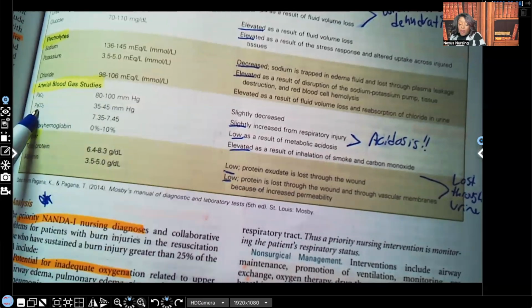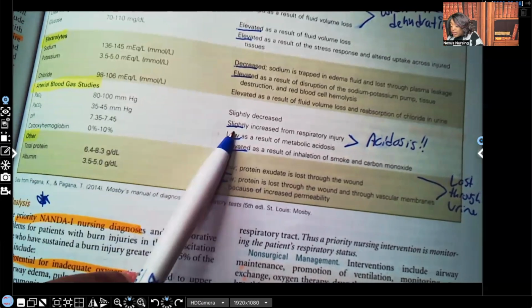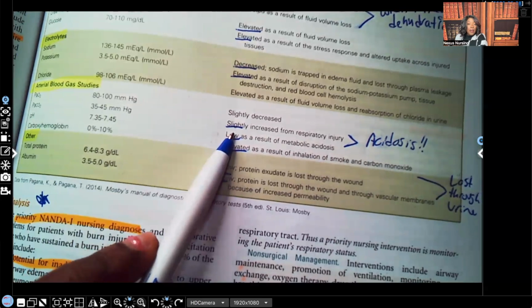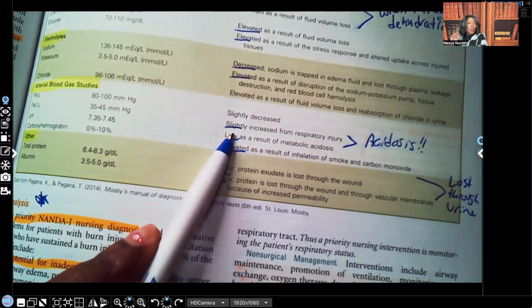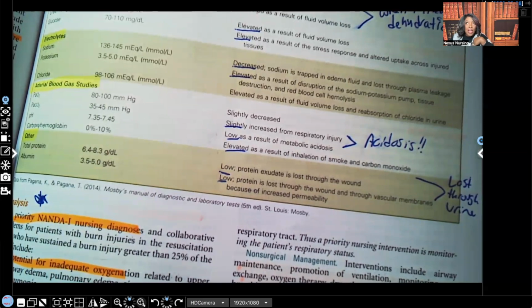Partial pressure of carbon dioxide, you know the range 35 to 45, that's going to be slightly increased. Why? Because of the respiratory injury. When you're breathing, guys, you're breathing oxygen in and you breathe out what? Carbon dioxide. So it makes sense. If those lungs are not working properly, the patient's not going to breathe out that carbon dioxide like they're supposed to. So it stays in the body. And so we're going to see that it's going to be increased. We're going to see acidosis.